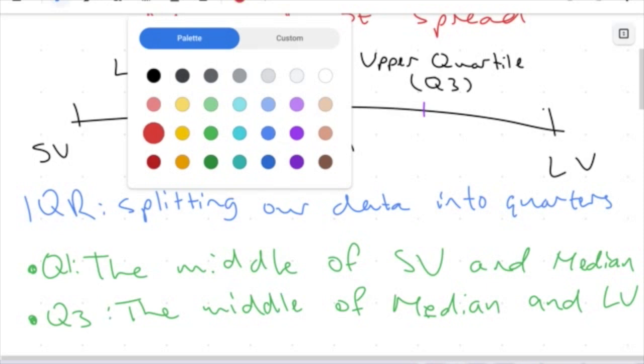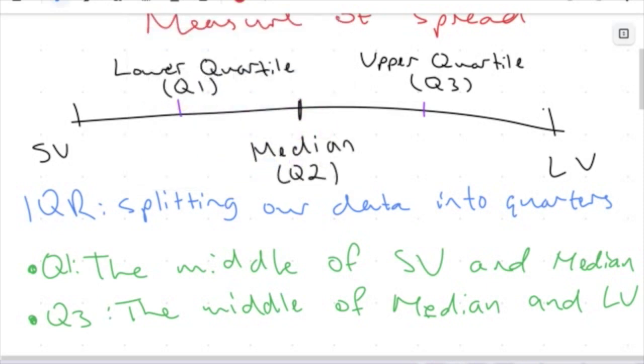Now, if we look at our data, between here and here is going to be a quarter, or 25% of my data is going to lie here. Another 25% of my data lies here between the lower quartile and the median. Another 25% lies between the median and the upper quartile. And my final 25% lies between the upper quartile and the largest value.